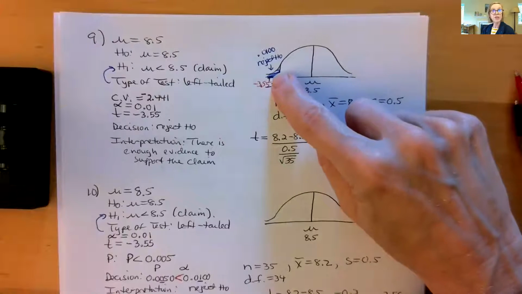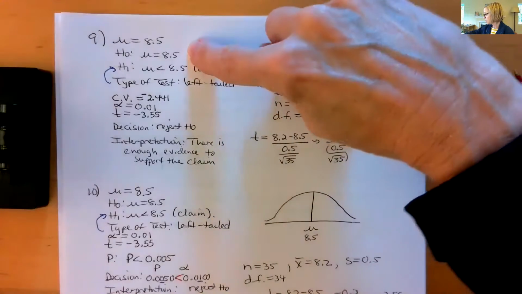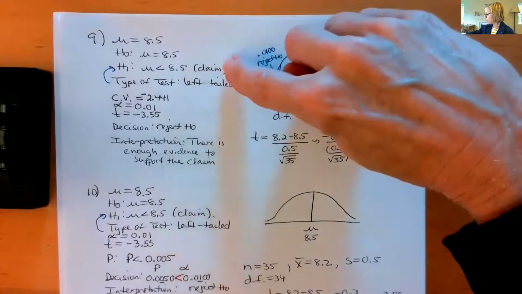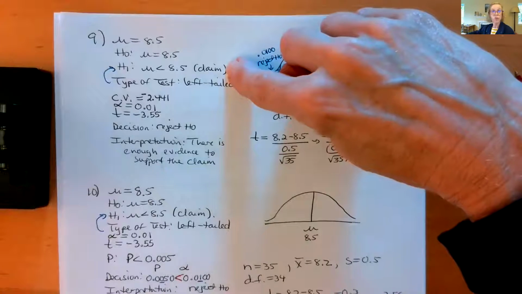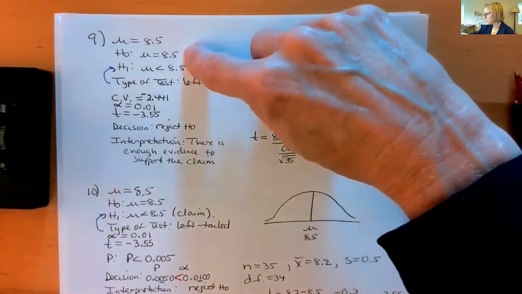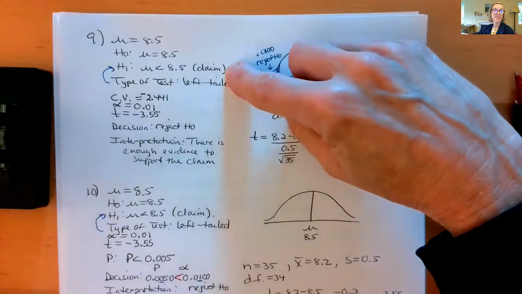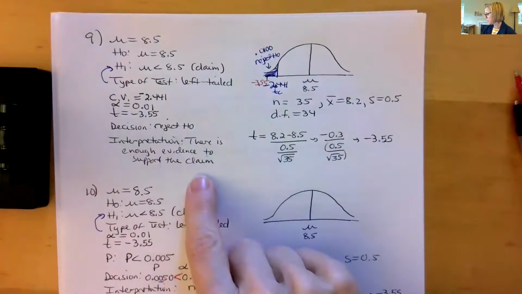It falls in the rejection region. So our decision is to reject the null. If you reject the null, that means the evidence favors the alternative, which is the claim. So is there enough evidence to support the claim? Yes. You reject the null, the evidence favors the alternative, that is the claim. So there is enough evidence to support the claim.